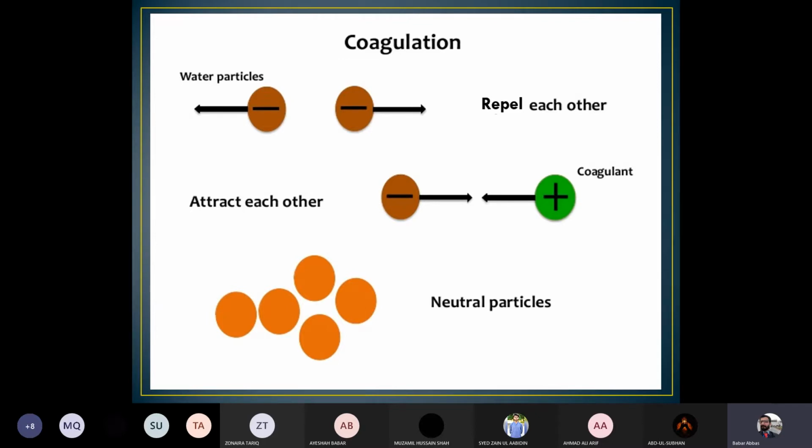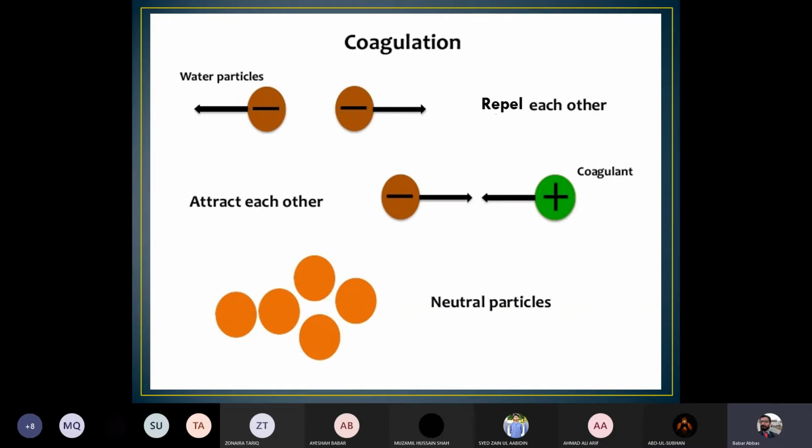we have the concept of repelling of similarly charged particles, but attraction between opposite charges. This chemistry concept is utilized in water treatment by adding opposite charge chemicals in the water to attract the suspended particles which have a different charge on them.